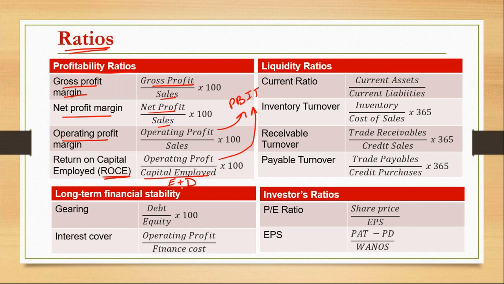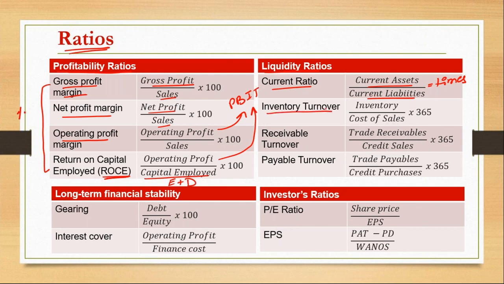Apart from this, when we talk about liquidity ratios, we have current ratio, which is current assets divided by current liabilities. And we have quick ratio, which is current assets minus the inventory divided by the current liabilities. These answers are usually in terms of times. And the profitability ratios are normally in terms of percentages.